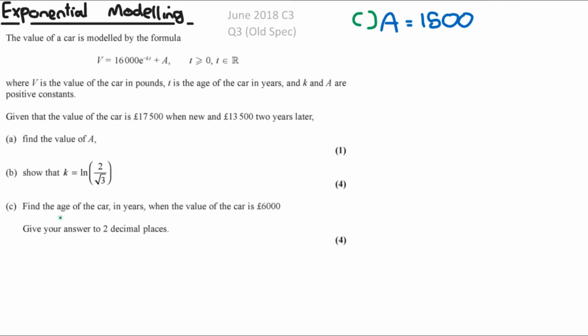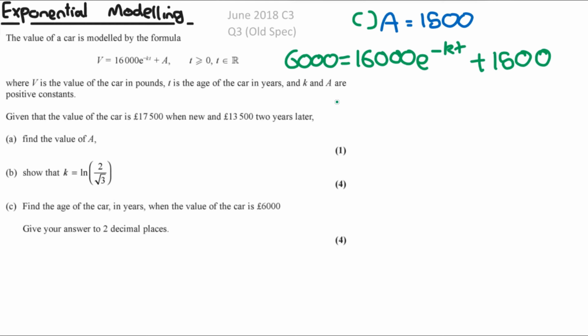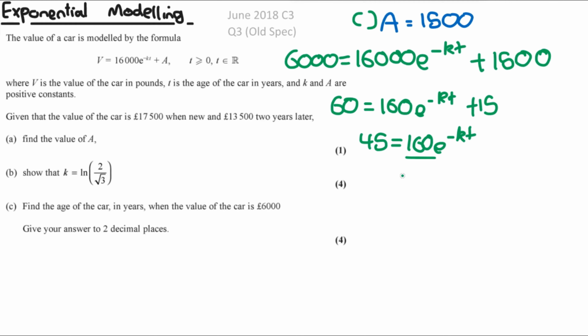So for part C, we need to find the age of the car when the value of the car is 6,000. So V is 6,000, so it's going to be 6,000 is equal to 16,000 e to the power of, I'm just going to leave it as minus kt for now because that's quite a complicated expression. We'll simplify that in a sec. Plus a, which is 1,500, divided by 100 again because we can do that. So it's 60 is equal to 160 e to the power of minus kt plus 15, and then minus 15 from both sides to get 45 is equal to 160 e to the power of minus kt, and divide everything by 160 to get 9 over 32 is equal to e to the power of minus kt.